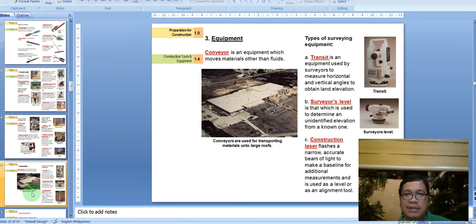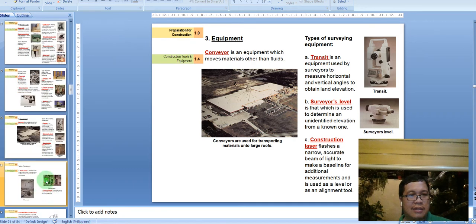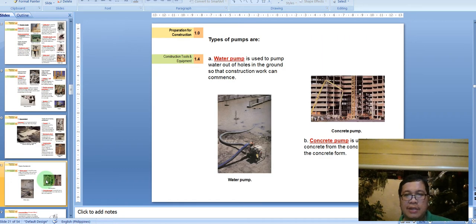I don't know if you're already finished with your surveying subjects. You should be familiar with the transit, surveyor's level, and the construction laser. Here also you have the water pump, which is used to pump water out of holes in the ground so construction work can commence.